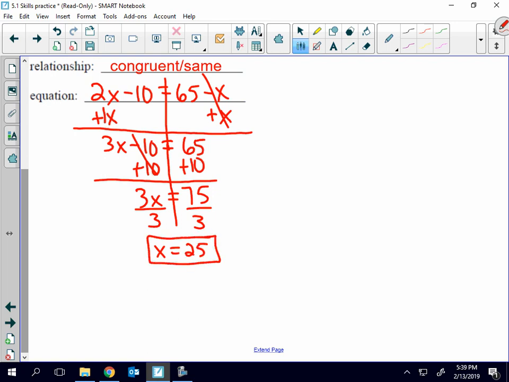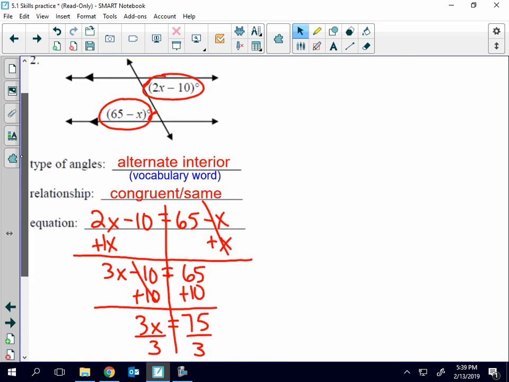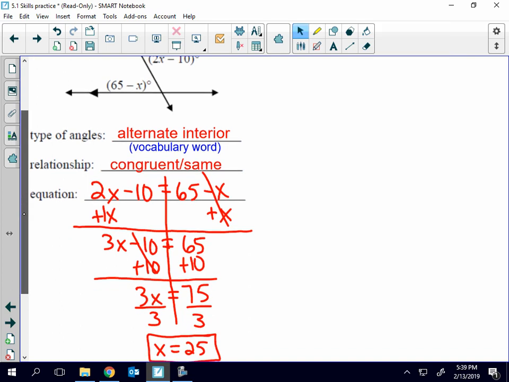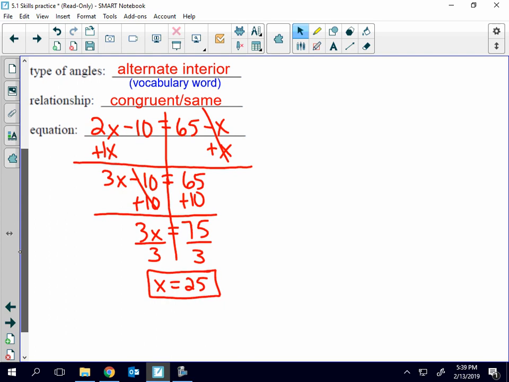Notice I'm not putting a degree mark on that because if you look at the original picture, it already has the degree sign there. I don't need it. X is not really a degree. X is just a number that I'm subtracting from 65 to get my degrees.